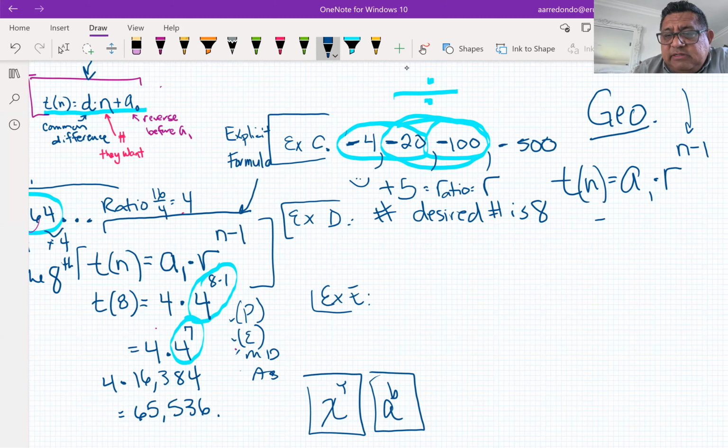Okay, guys. So I want to know the t of 8, 8 figures down the road. What is my a sub 1? What's the first one in the series? Looks good. Here it is. I'll put it in green. It's -4 times the ratio that we got, everybody, when we divided, 5, and n minus 1. 8 minus 1 is 7.